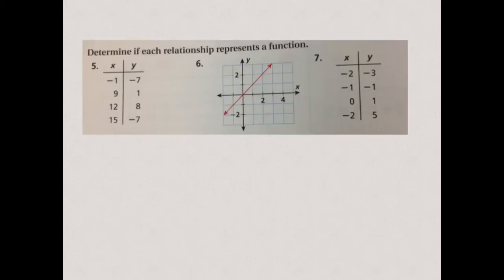Okay, so the third one, again, look and check: do any of these numbers repeat? Sure, they do. I have negative 2 twice. So let me put a little line right here. Now, this first negative 2, see how I'm making the line bigger, has a negative 3. That means this one down here should have a negative 3, but guess what? It doesn't. So now this is not a function. So no, it's not a function.